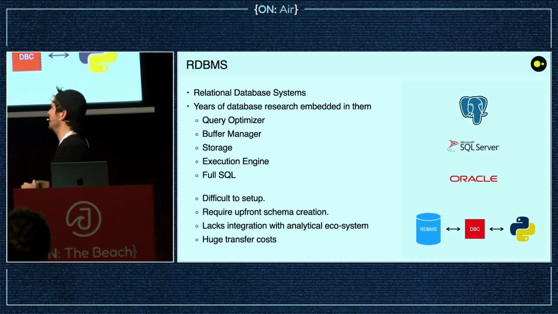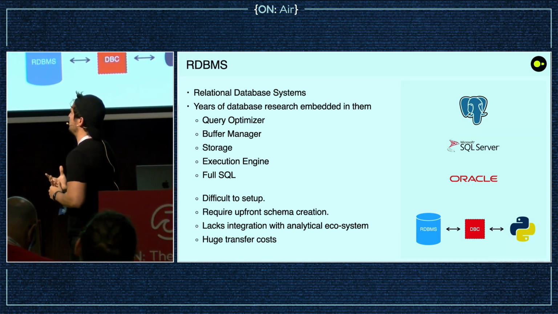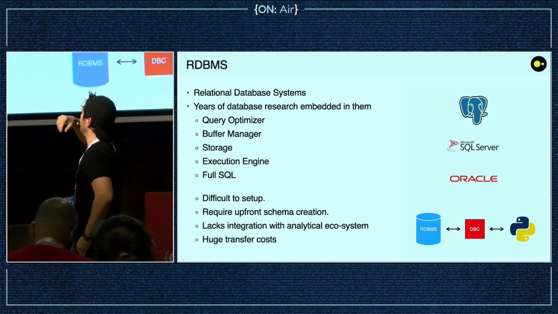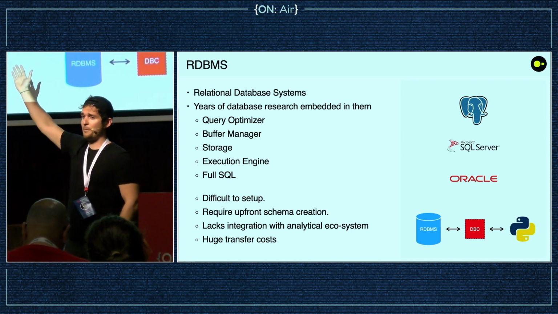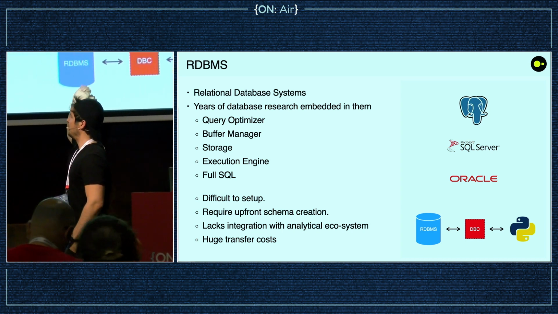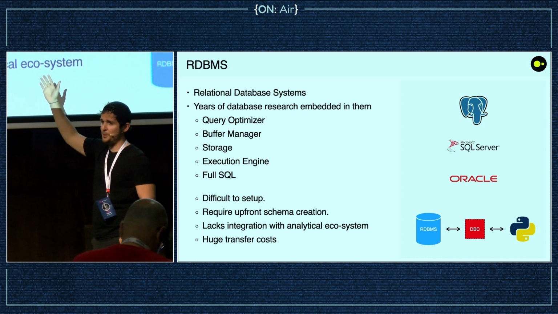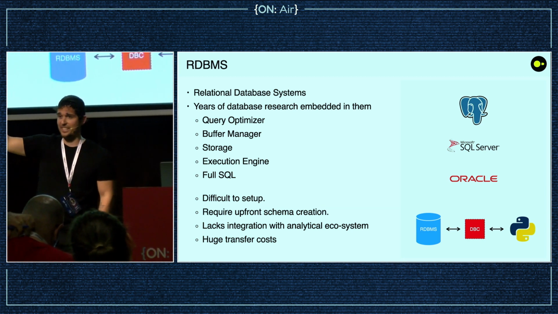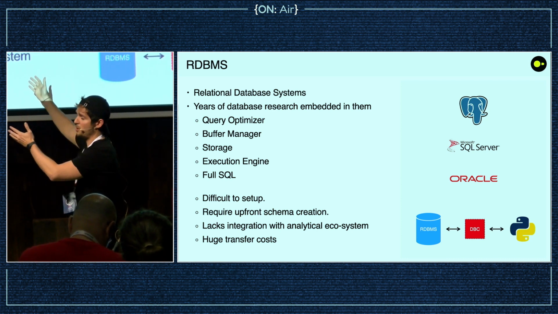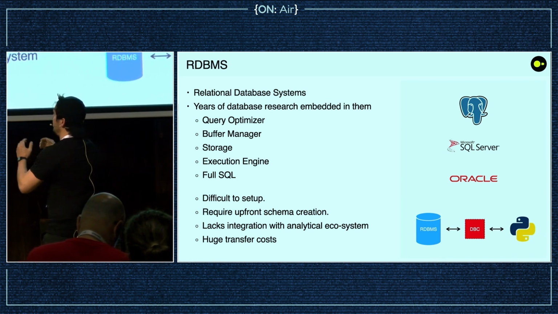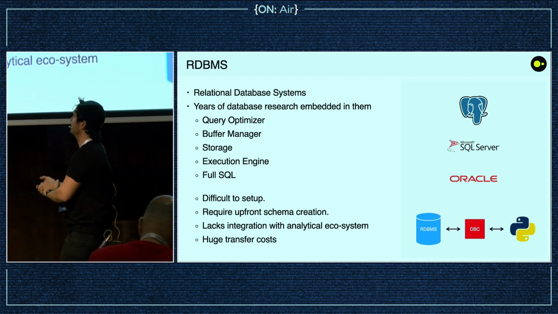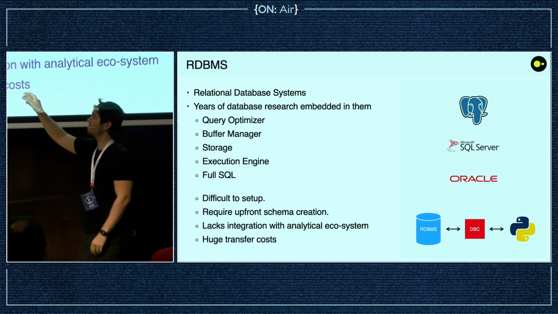So if you think about traditional relational database management systems, like PostgreSQL Server, Oracle, they're great. They have 50 years of database research embedded in them. They have amazing query optimizers. They do buffer management, which means that you can query data that's over your memory. They have their own storage. They probably have compression in their storage. They have amazing execution engines, also focused on analytical queries, and they have full SQL.